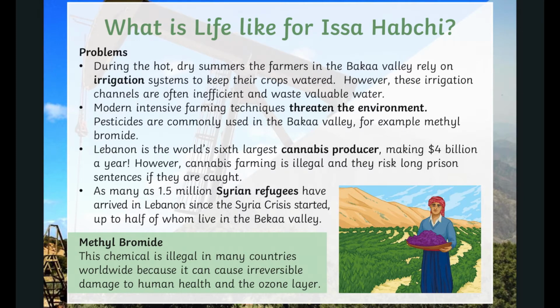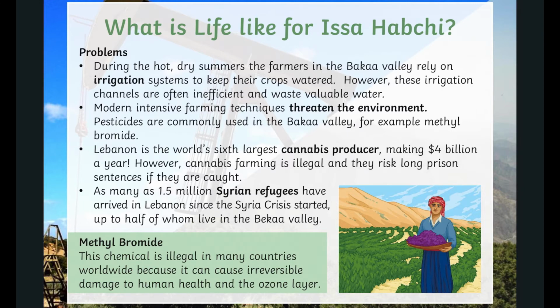Modern intensive farming techniques are also threatening the environment. They're using a lot of pesticides in the Bekaa Valley, for example, methyl bromide. Now, what is methyl bromide? Well, this is a chemical which is illegal in many countries because it can cause irreversible damage to human health if it's consumed, and to the ozone layer.